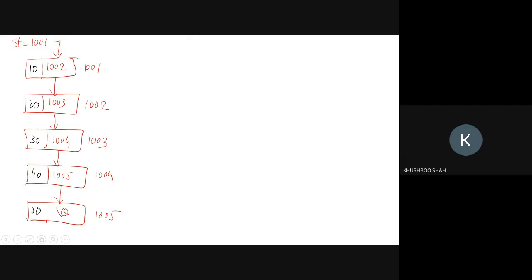Okay, so if the user is saying that he wants to delete the first node, this node he wants to delete, then what do I need to do, guys? Anyone? I want to delete the first node. What should I do? Am I audible? Ma'am, in start, instead of 1001, we will have to save 1002 in start.